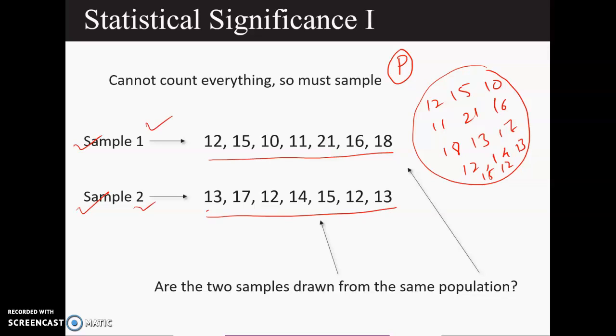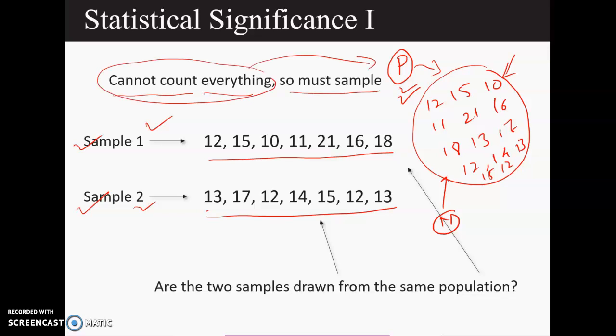It does not mean that this population P has only these many values. This population has n number of values, more than what you see here. Dealing with the large volume of data in population P is not possible. It is difficult. That is why it is written: cannot count everything, so must sample. So you cannot count all the values given in population P, and to derive any conclusion, you can create samples.